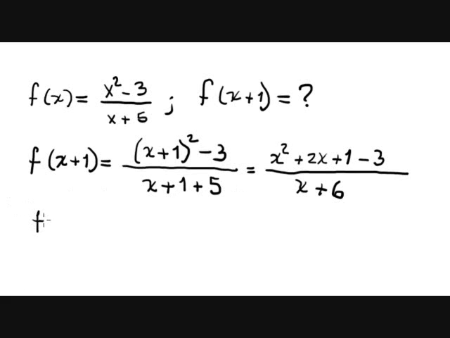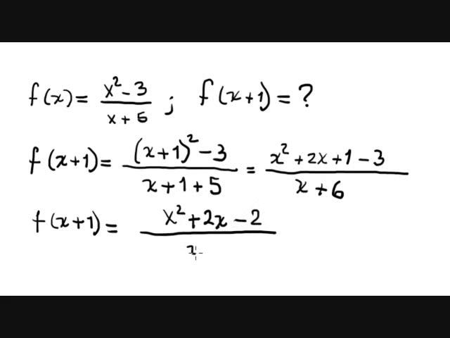Now f of x plus 1 is equal, again the fraction, we have x squared plus 2x, and subtraction 1 minus 3 is minus 2, over x plus 6, and this is the final answer, which corresponds in our handout with option C.